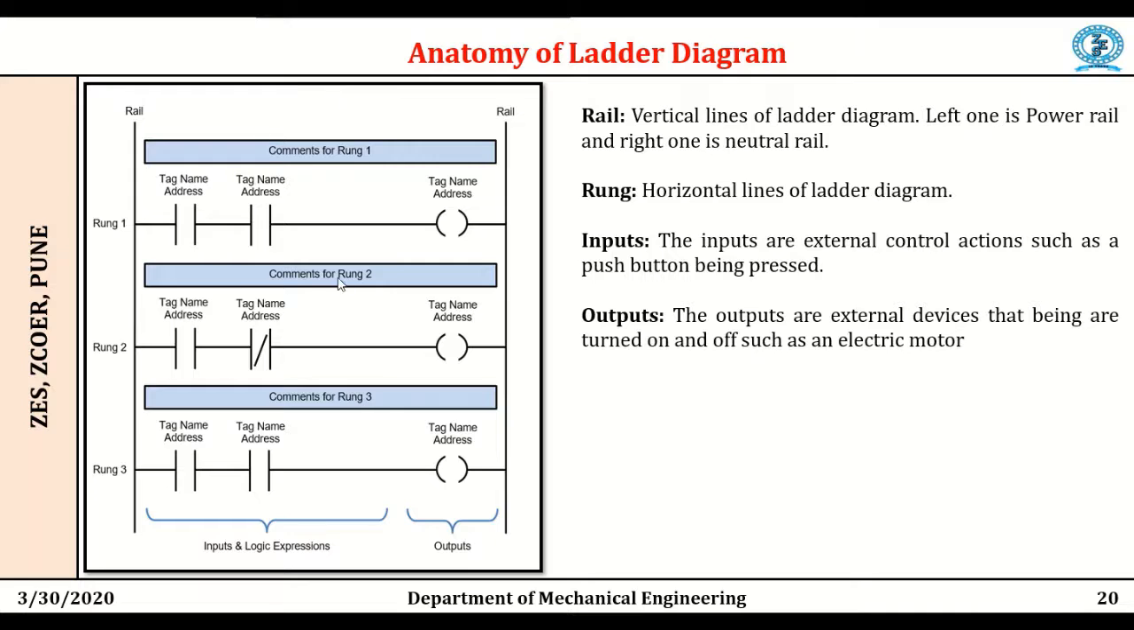The important point in the ladder diagram is the anatomy of the ladder diagram. This figure shows the ladder diagram. Important points are the rail and the rung. The vertical lines of the ladder diagram are called rails. There are two rails. All the horizontal lines of the ladder diagram are called rungs. Inputs such as push buttons are the inputs of the ladder diagram. Turning on or off electric motors and other components are the outputs of the ladder diagram.